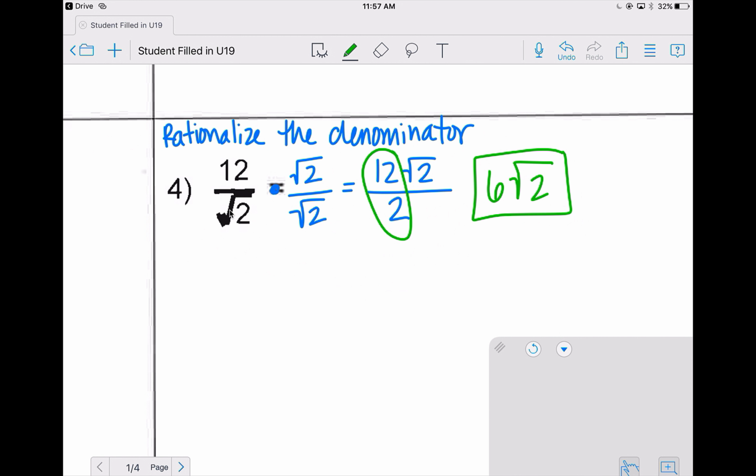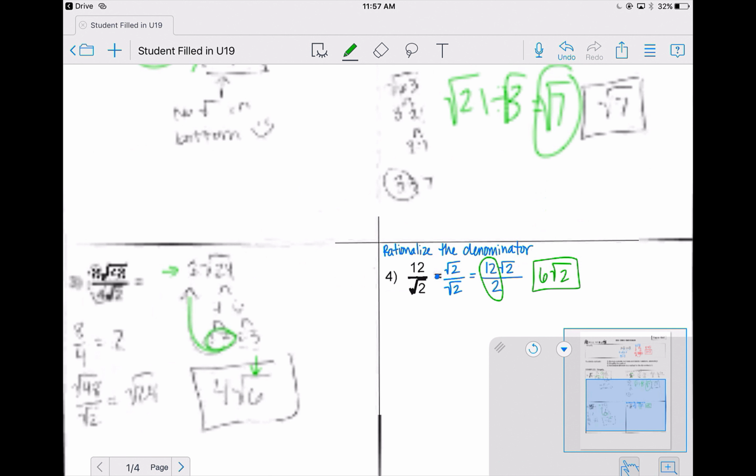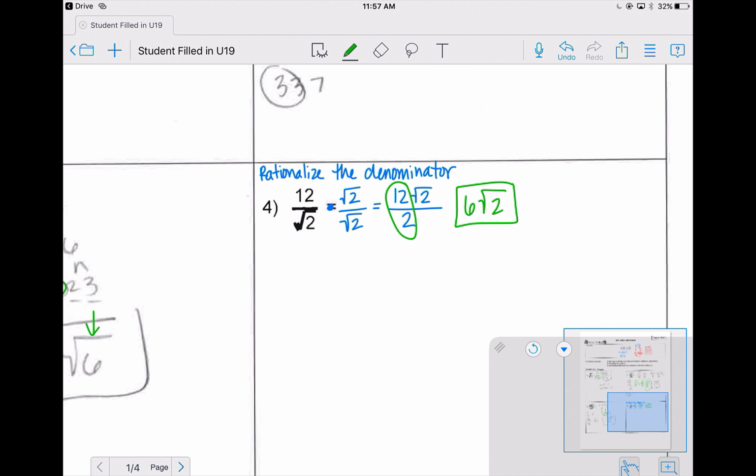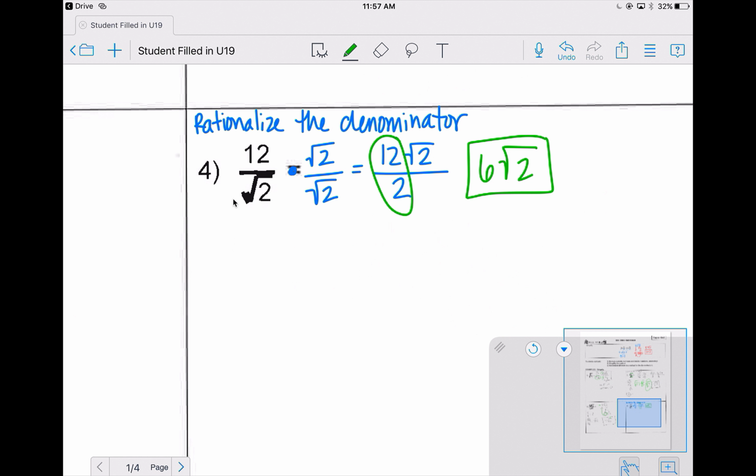You cannot leave a number like this with a square root in the denominator. On the first example, we were able to get rid of the square root in the denominator. On the second example, we were able to divide and get rid of it. On the third example, we were able to divide and get rid of it. But if you've tried everything you can, but you can't get rid of it, then you have to rationalize.